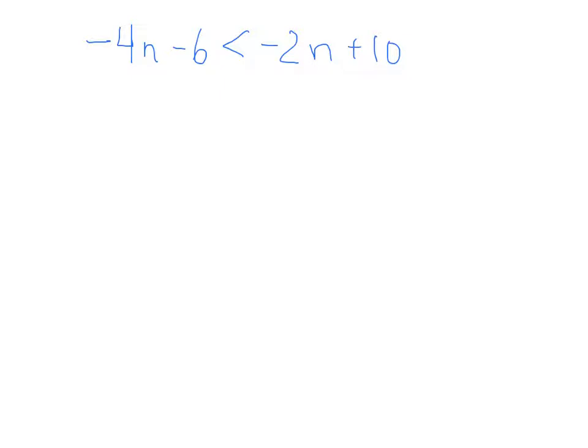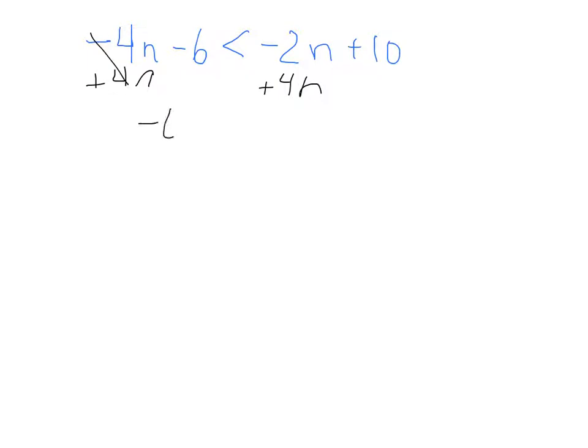This one I made a little bit challenging because I have a -4n and a -2n. I always say move the smaller variable so that you will end up with positive numbers at the end. So -4, -2. The smaller one, remember, is the more negative. The more negative is -4n. So that's the one I would prefer to move. So I move -4n by adding +4n.